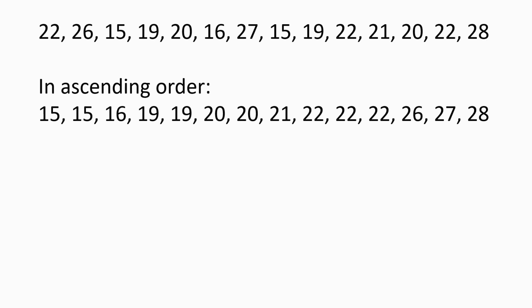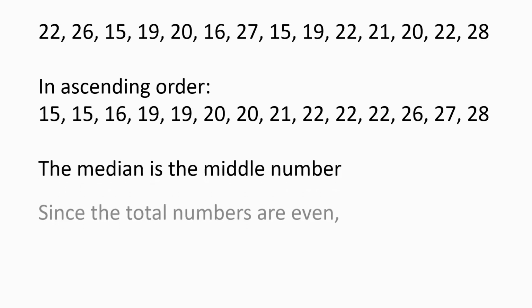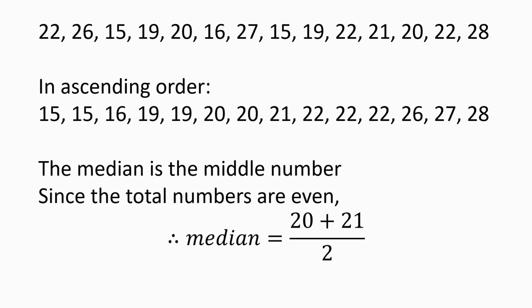But one thing to note, the total number is 14. Since 14 is an even number, we don't have an exact middle number. So we'll take the number in the 7th position and the number in the 8th position, sum them up and find the average of the two. In our case, the number in the 7th position is 20 and in the 8th position is 21. So it will be 20 plus 21 divided by 2, which is 20.5 liters.